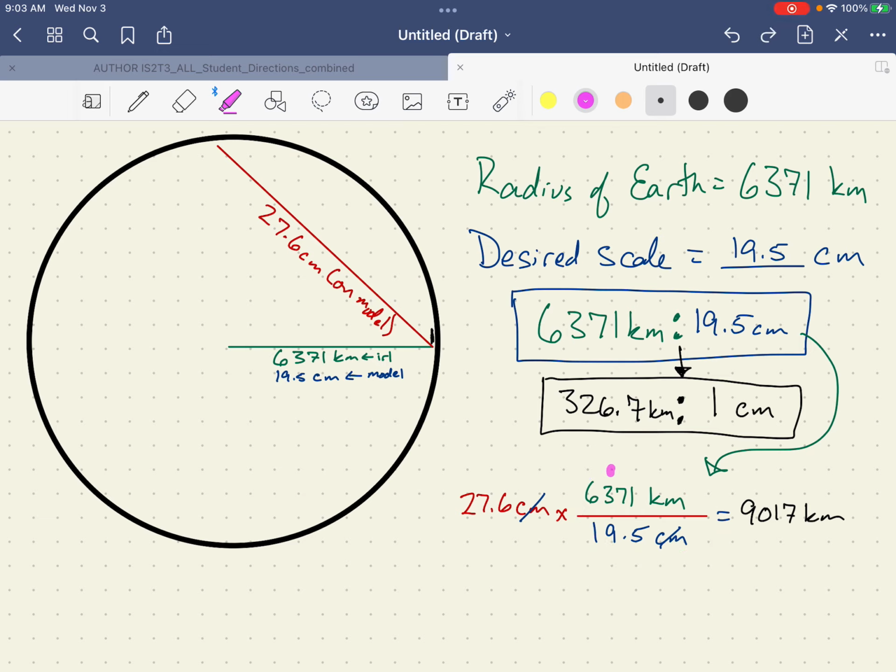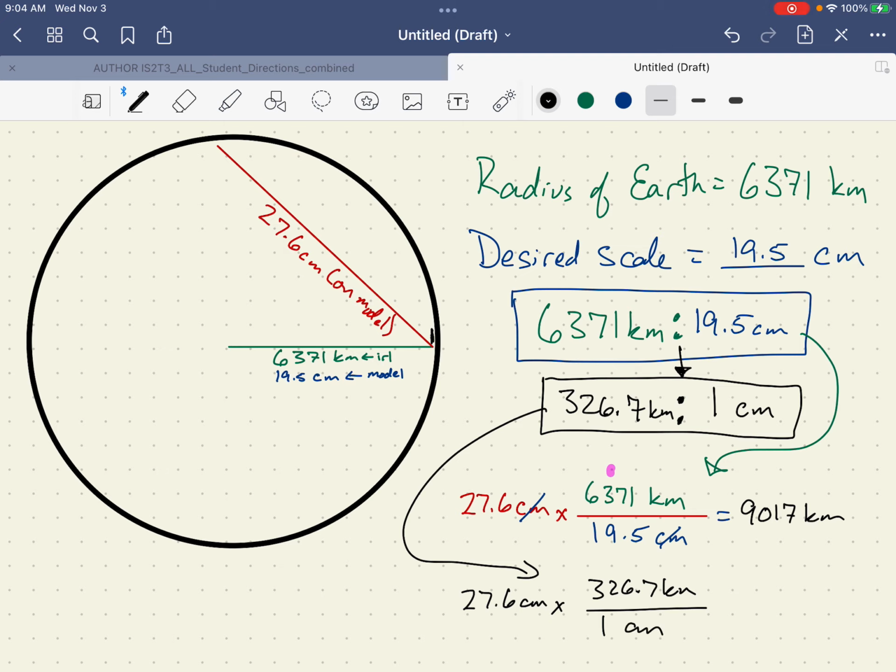So I could do that same equation using the other scale. And again, I'm going to put my kilometers on top and my centimeters on bottom. And again, the reason I'm putting my centimeters on bottom is it allows me to cancel. And when you do that, you should get the same answer. Now, you're going to get different decimals because there are some rounding differences going on. When I made the 326.7, I rounded that number, so I'm rounding before I'm rounding, and that just causes some issues. But you should definitely still get that same answer.